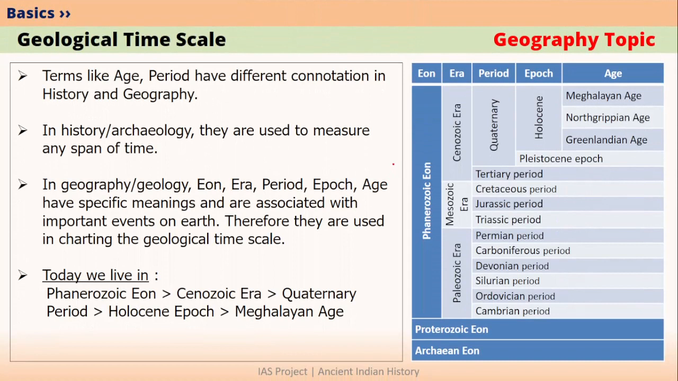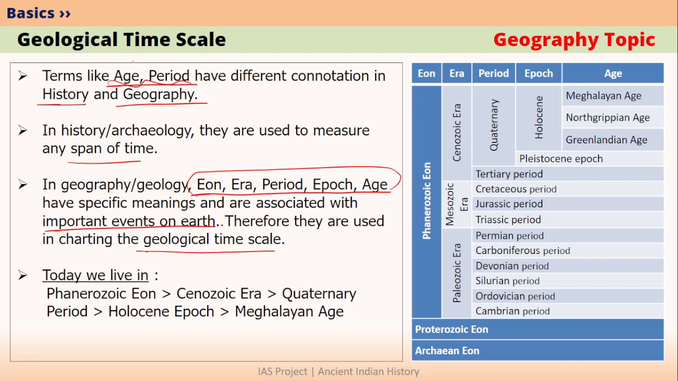So we talked about the Pleistocene epoch and Holocene epoch. This is mainly a geography topic, but let us summarize this very quickly. When we use words like age and period, they have a different meaning in history and a different meaning in geography. When we use these words in history, they simply mean a span of time. Therefore, it is very close to speaking in general English. But in the case of geography, these words have specific meanings. They are related to important events on Earth. And therefore, all these words are used to chart what is called a geological timescale. Geological timescale means the timescale of Earth.